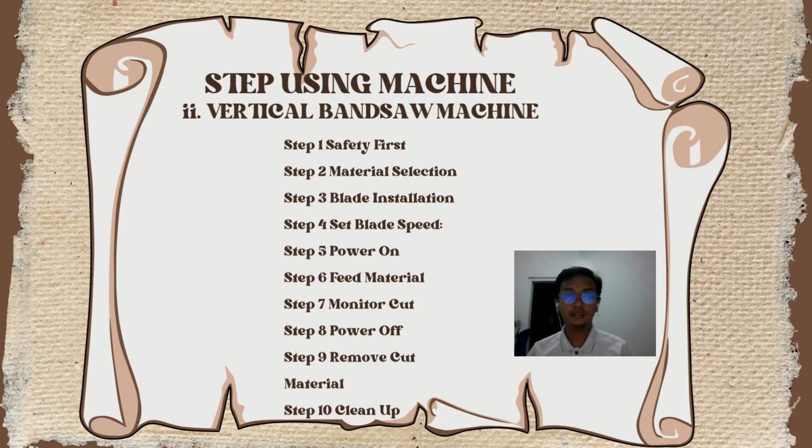Okay, these are the steps for using the vertical bandsaw machine, which has 10 steps. Step 1 is safety first. Step 2 is material selection. Step 3 is blade installation. Step 4 is set blade speed. Step 5 power on. Step 6 feed material. Step 7 multi-cut. Step 8 power off. Step 9 remove cut material. Step 10 clean up the machine.